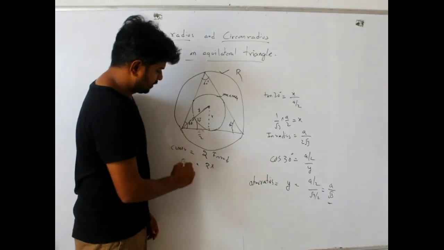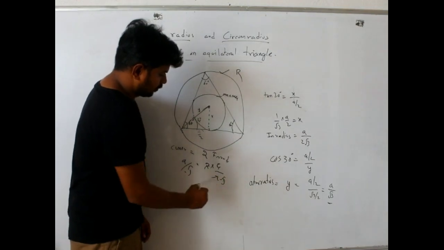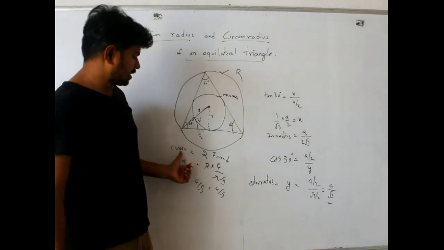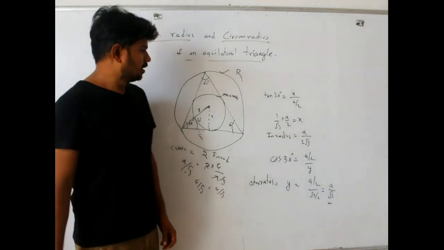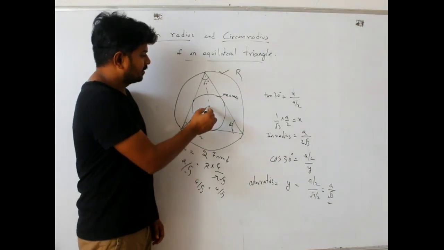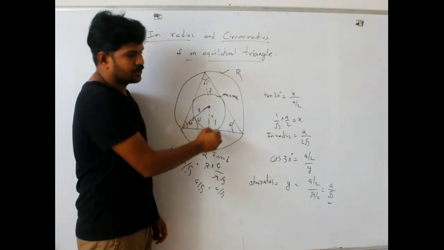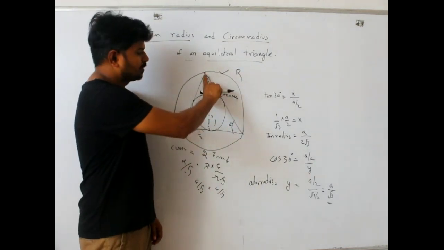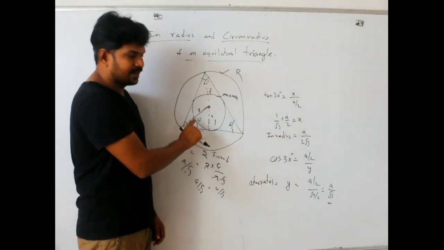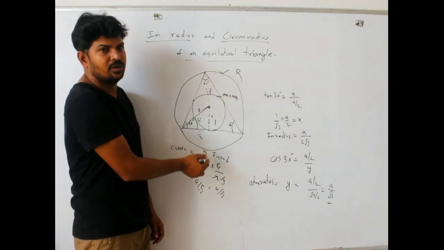It is a by root 3 here, and a by 2 root 3 here. So this is the relation: circumradius is equal to 2 into inradius. If you observe carefully, this is called the median. As I said already, the centroid divides the median in a 2:1 ratio. So here 2 is nothing but the circumradius and 1 is nothing but the inradius. So circumradius by inradius is equal to 2:1.